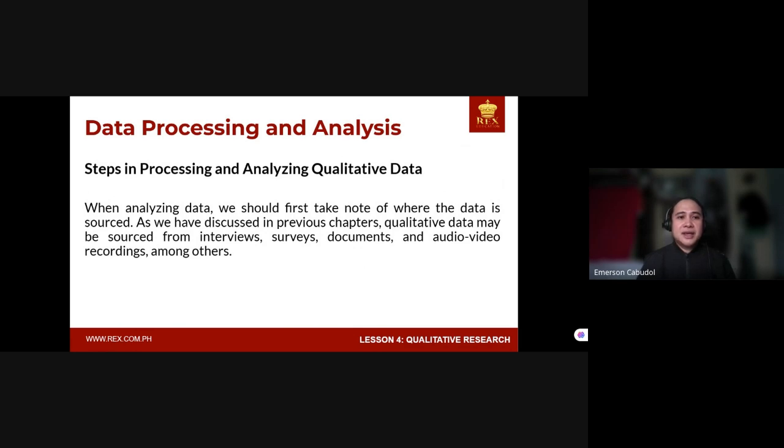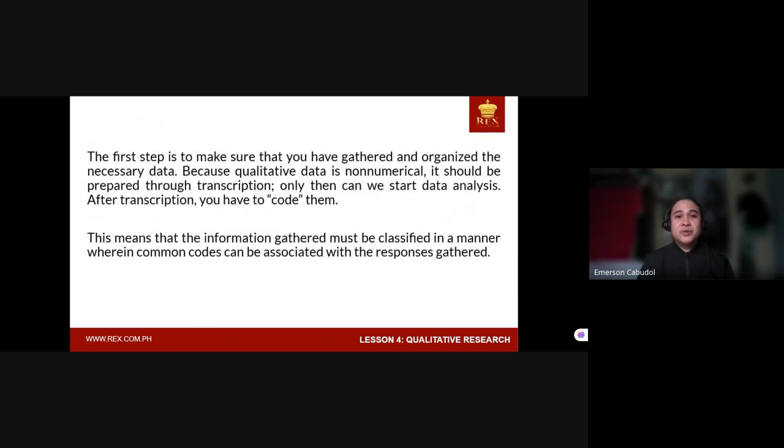Data processing and analysis. When analyzing data, we should first take note of where the data is sourced. As we have discussed in previous lessons, qualitative data may be sourced from interviews, surveys, documents, and audio-video recordings, among others. When analyzing qualitative data, the initial step is to organize and prepare the non-numerical information you've gathered.